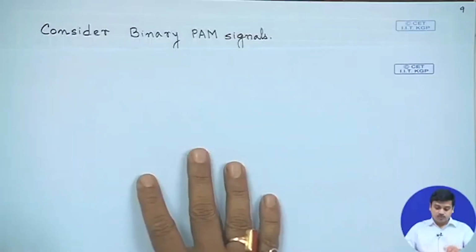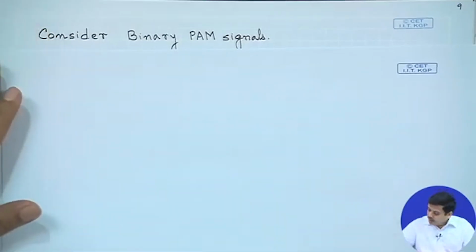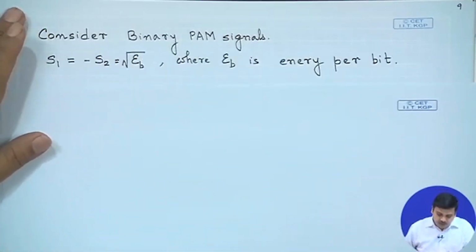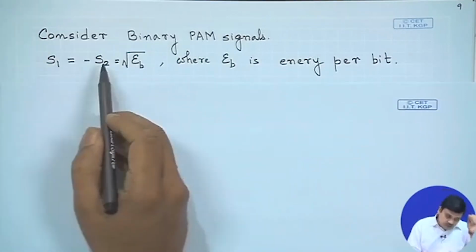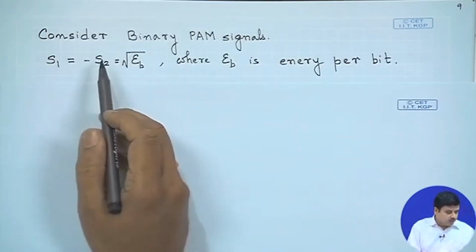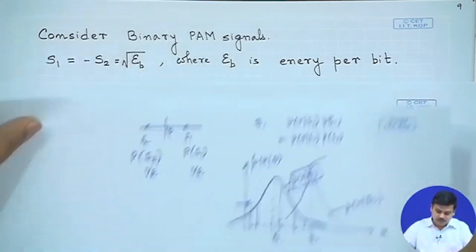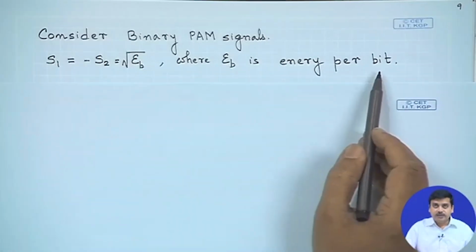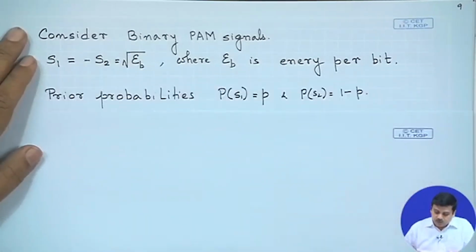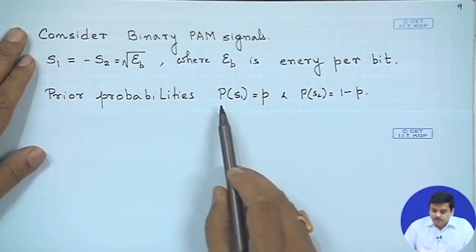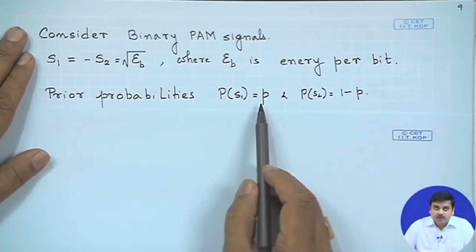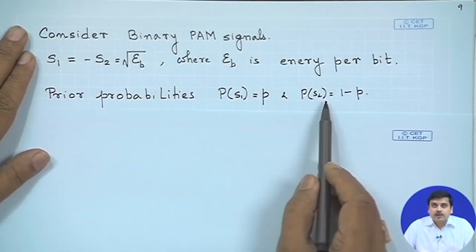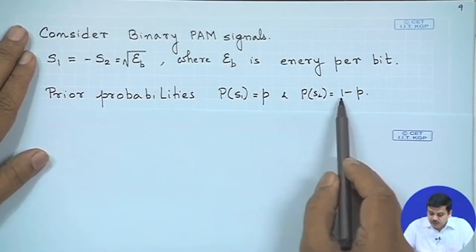And we will consider a binary PAM signal for simplicity. Let us move to a binary PAM signal. In the binary PAM signal, you have two signals S1 and S2. This is well understood, we have been discussing this. We have the picture here, S1 and S2, where EB is the energy per bit. We also have the prior probabilities: the probability of S1 being sent is P, and since there are only two symbols, the probability of the other symbol being sent is definitely 1 minus P.